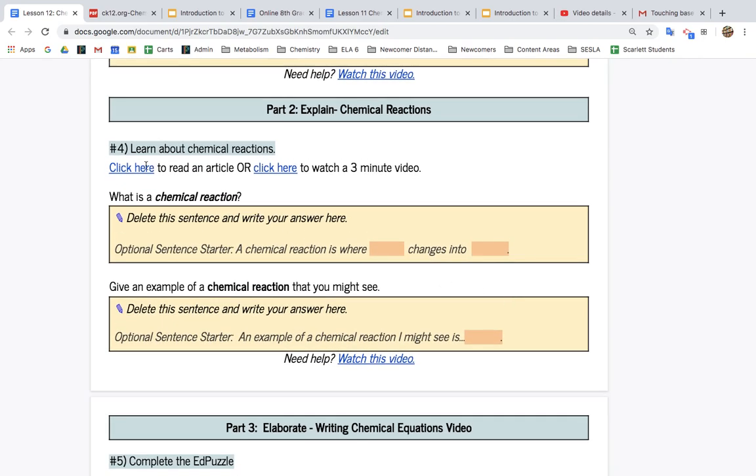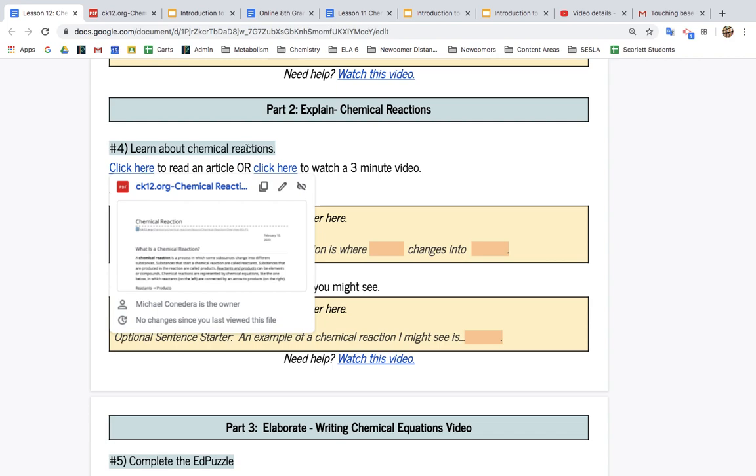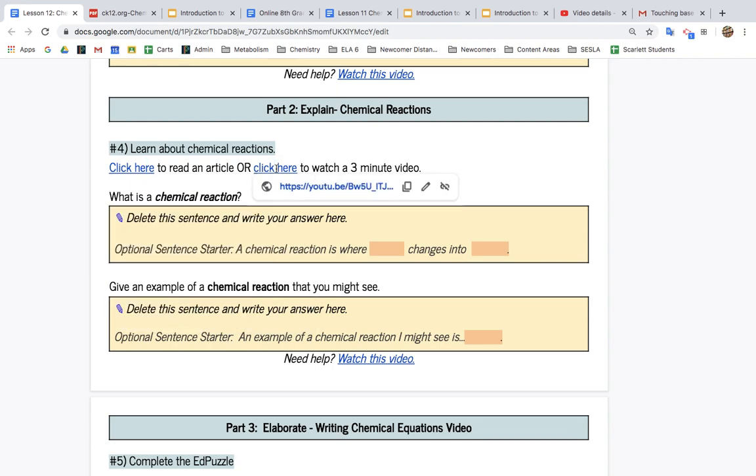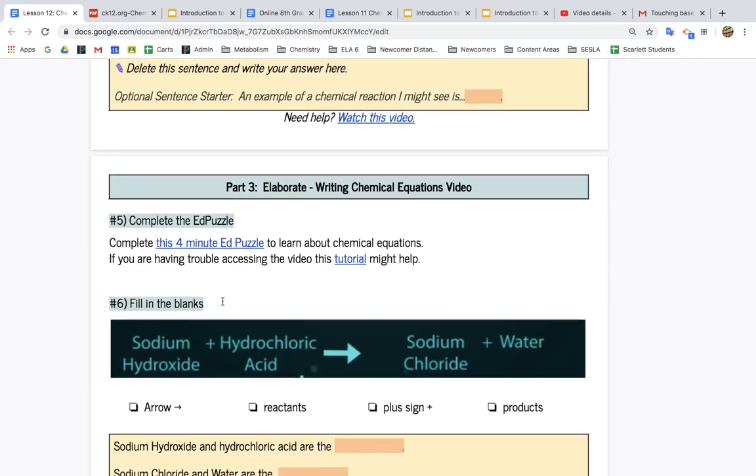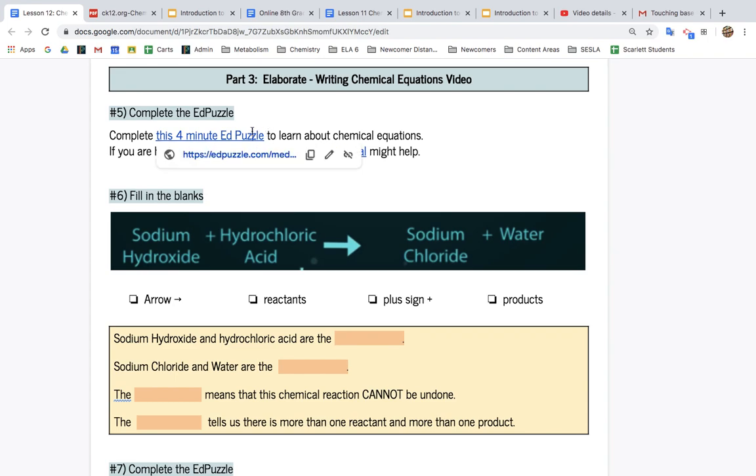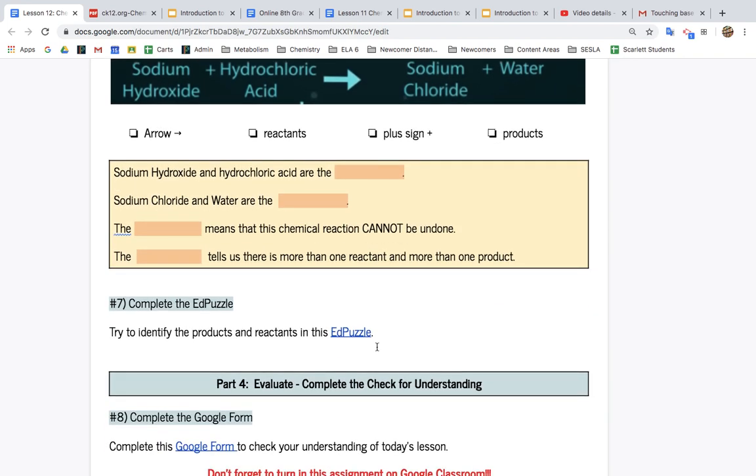Next, you can either choose to read an article or you can hear the article read aloud in a 3-minute video to learn about chemical reactions. Then you'll answer 2 questions. Next, you'll have a 3-minute Edpuzzle to learn more about chemical equations, and then you'll fill in the blanks using these words. You have another short Edpuzzle to identify products and reactants.